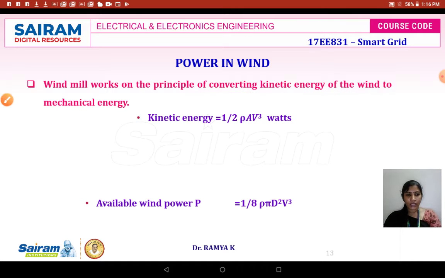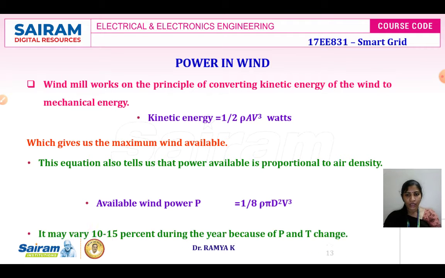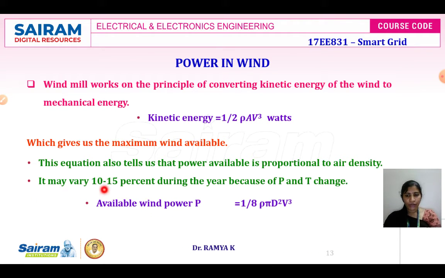Usually the kinetic energy is represented as 1/2 rho A V cube. Here this gives the maximum wind available. We can say the particular equation tells that the power is proportional to your air density. It may vary from 10 to 15% during the year because P and T are going to change. Therefore, the available wind power P is equal to 1/8 rho pi d square V cube.